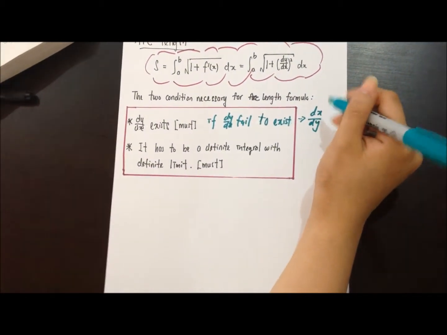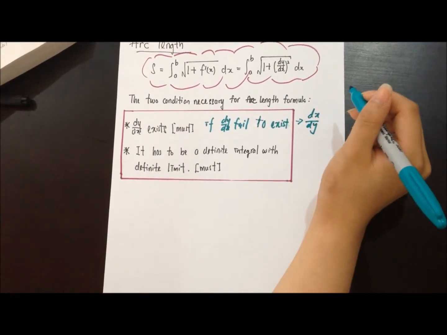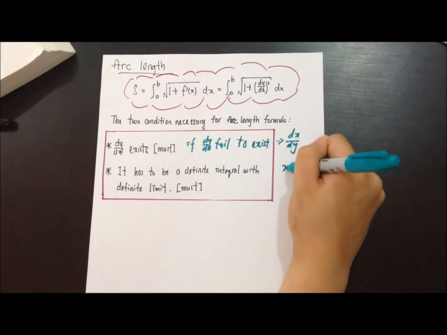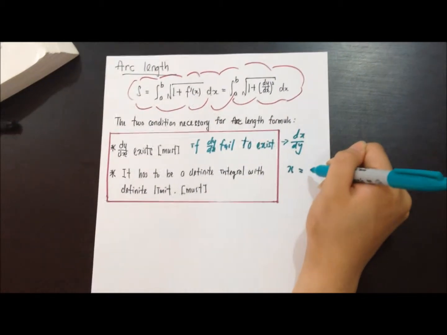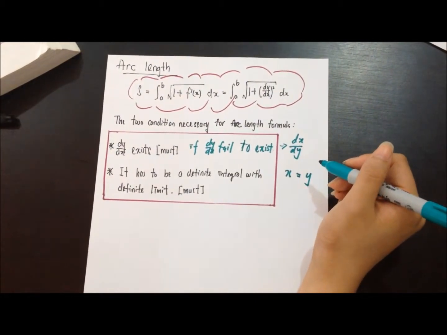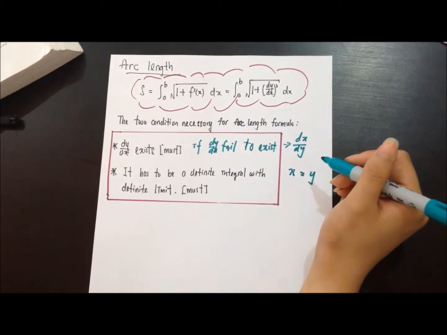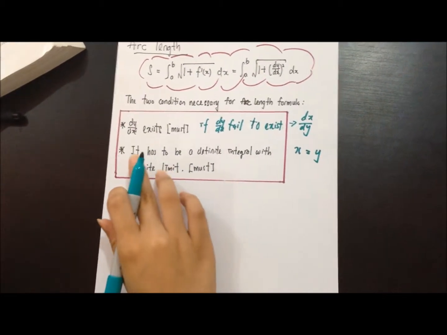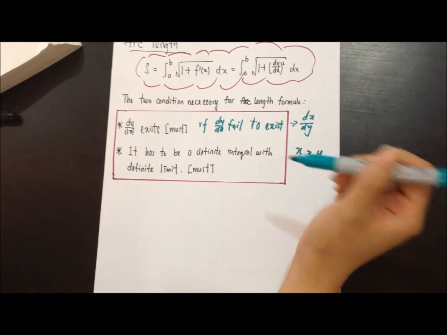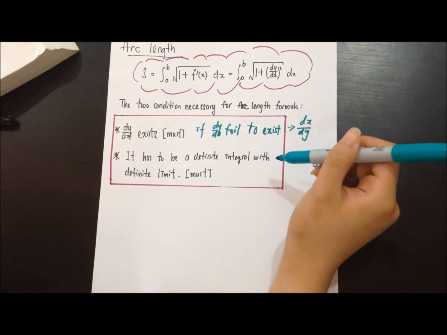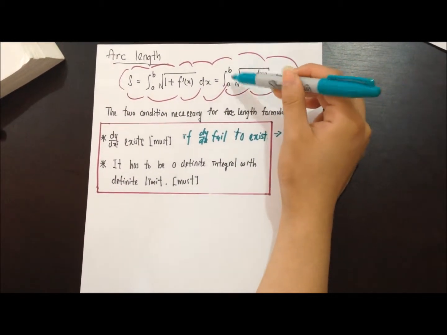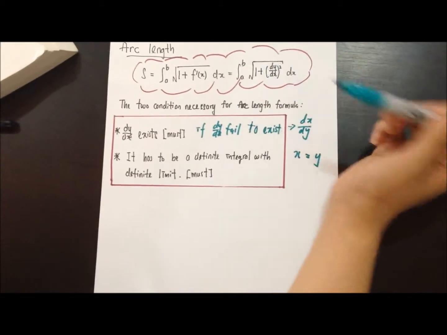dx/dy may exist, in which case we may be able to find the curve length by expressing x as a function of y and applying it in the equation. The second condition is that it has to be a definite integral with definite limits. For example, the integration form must have the a and the b.